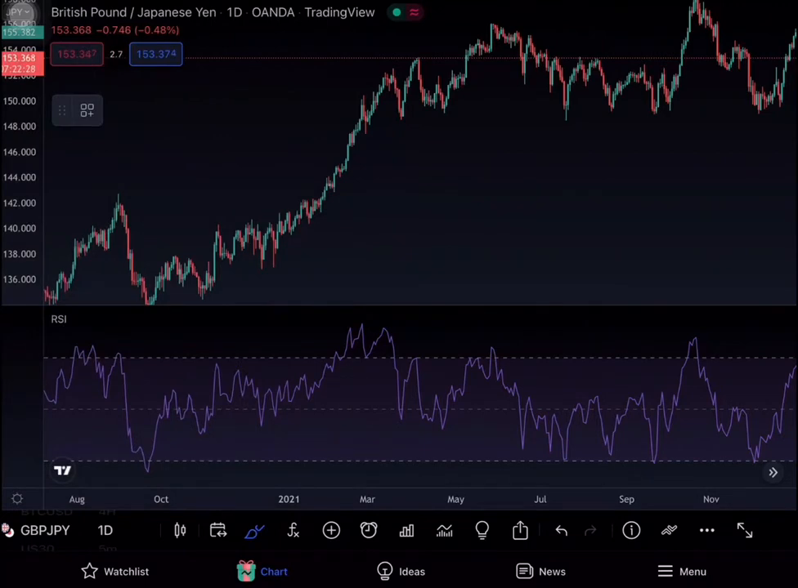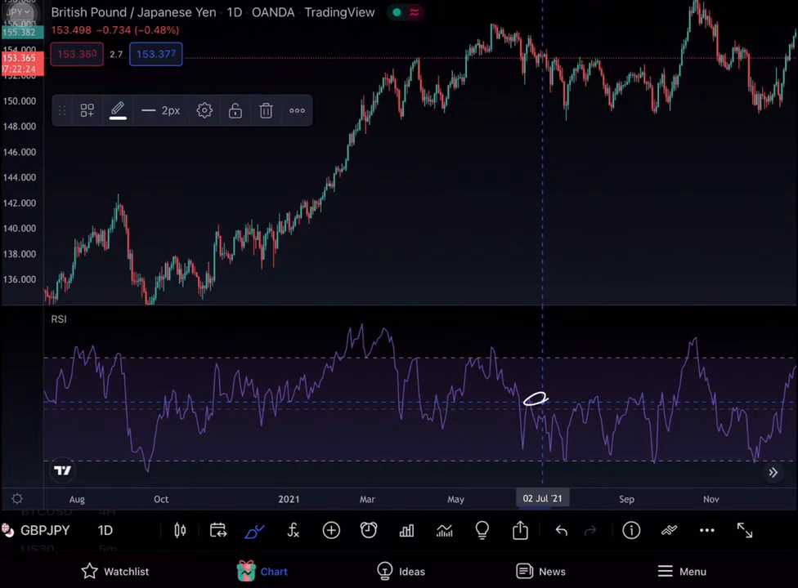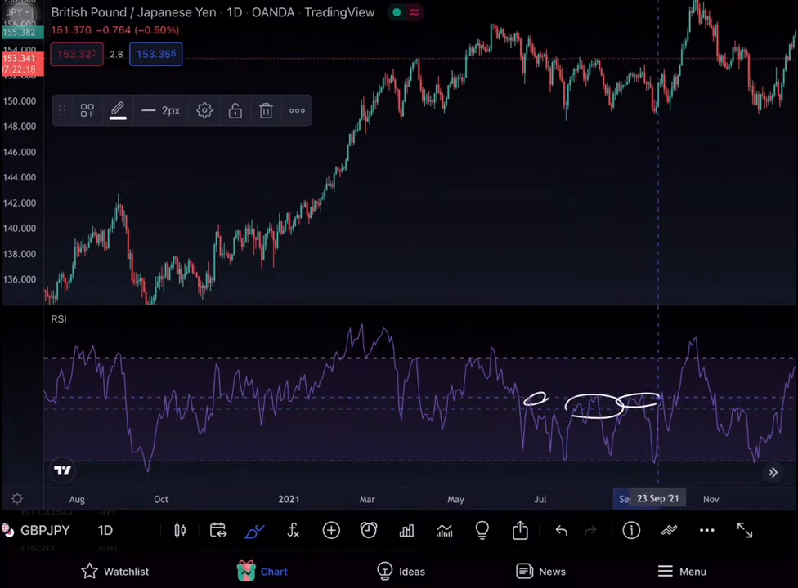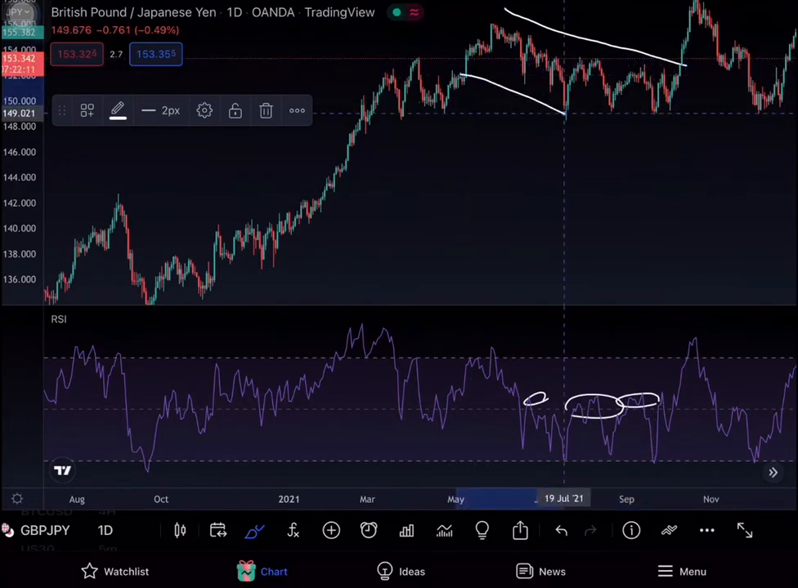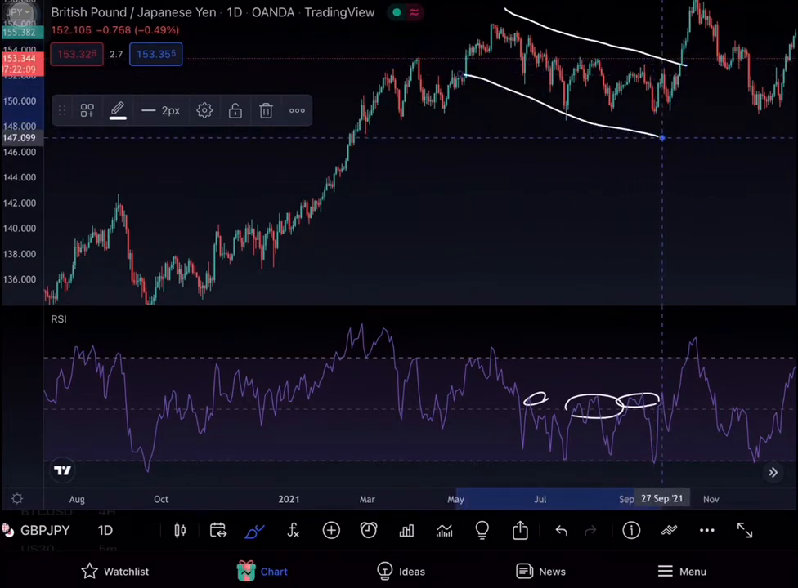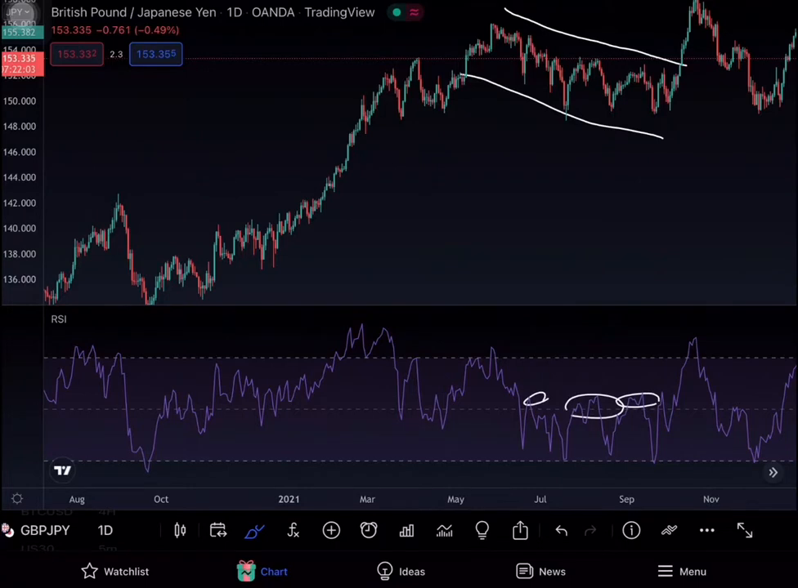like in here, where it broke the 50 line. In here we have a retest of the 50 line, and as you see, the overall trend in here is bearish. Just that. A very great rule for using the RSI.